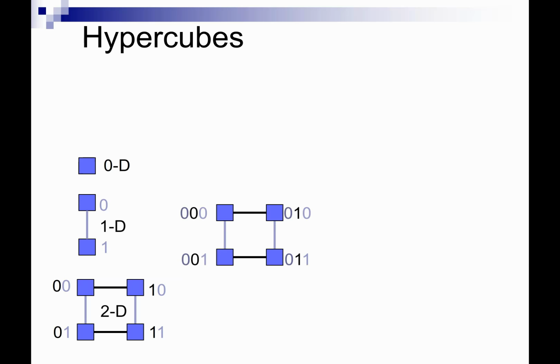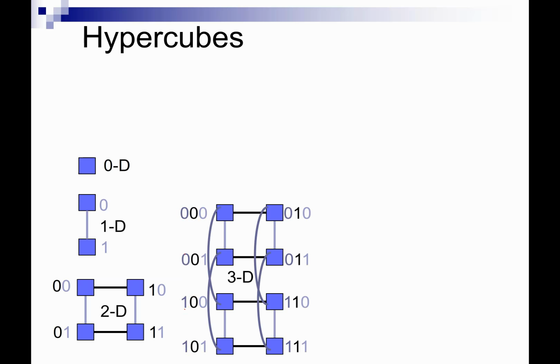Now we want to move to 3D hypercubes. The way we do that is we take 2 copies of the 2D hypercube. For the first copy, we prefix all of these labels with 0, so we have 0, 0, 0, 0. For the other copy, we prefix all of the labels with 1. Then we connect the corresponding nodes. We connect the 0, 0, 0 with the 1, 0, 0, we connect the 0, 0, 1 with the 1, 0, 1, and so on. That's going to form a 3D hypercube.